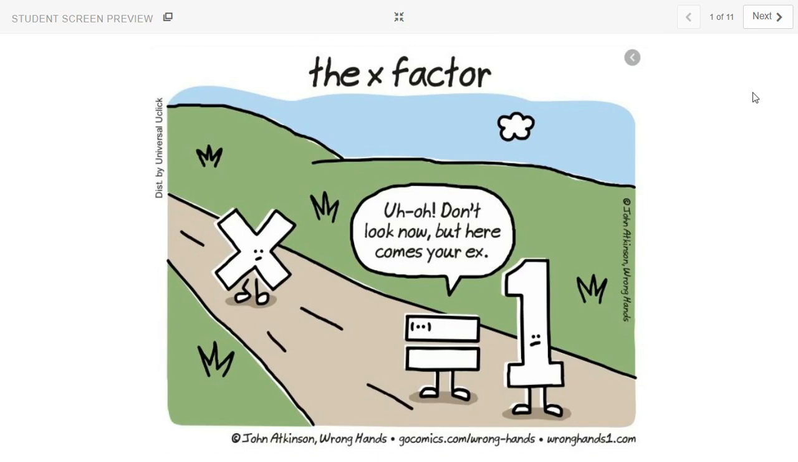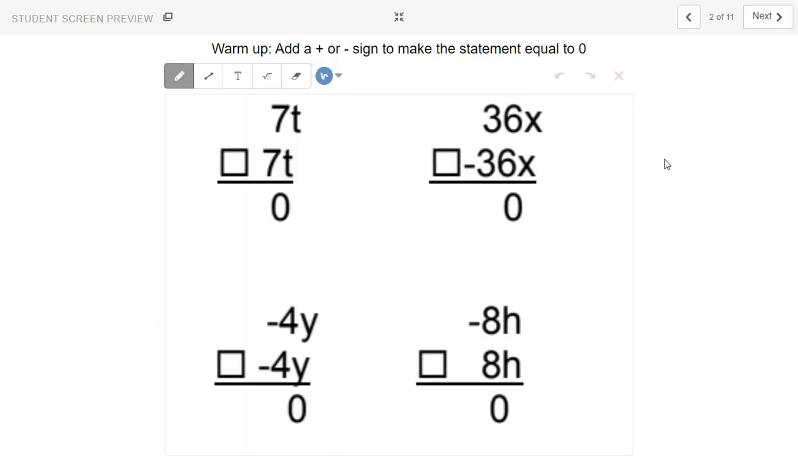Today's lesson is on using elimination to solve for linear relations. Okay, as a warm up, let's take these four statements and I'm going to be adding or subtracting downwards so that I end up with 0. What do I need to get 7t and 7t to equal 0? An add or a subtraction sign? Put a subtraction. 7t minus 7t is equal to 0.